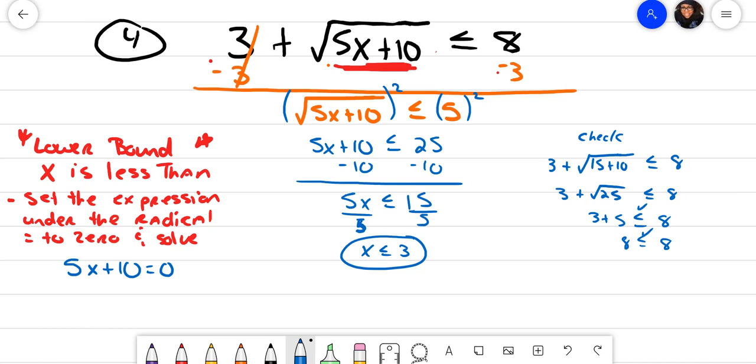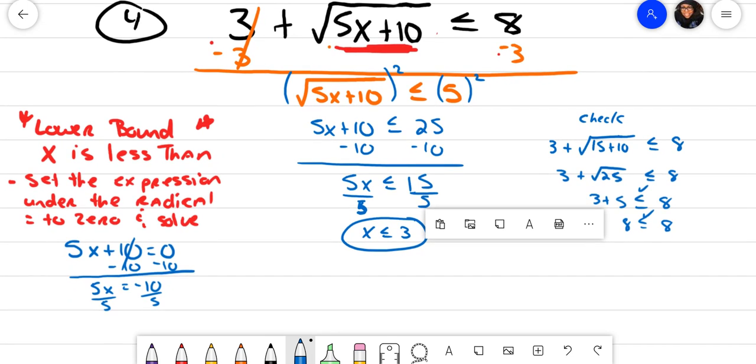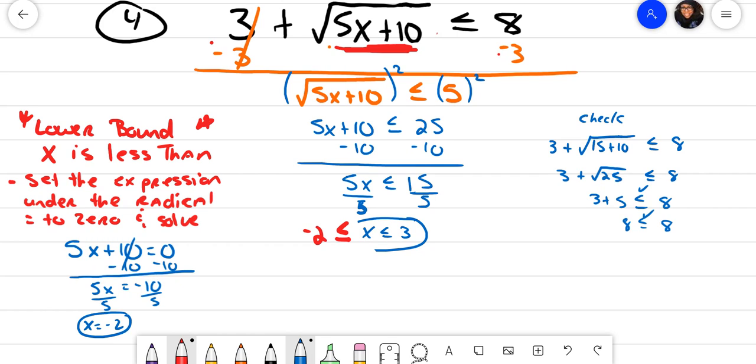It's kind of like when we were doing the square root functions, and in order to figure out the restriction on x, we had to take the thing under the radical and set it equal to 0. That same idea is what we're doing here. So we subtract the 10. We end up with 5x is equal to negative 10, divided by 5. We get x is equal to negative 2. So this is our lower bound. So we're going to have to extend this here, and x is going to have to be greater than or equal to negative 2.